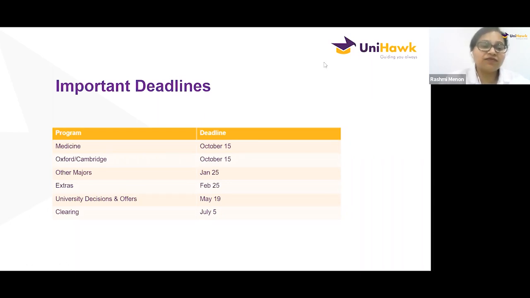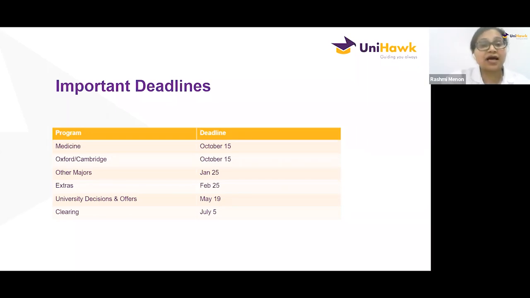Now, you would receive your decisions and your offers by 19th of May, for all the applications that were done prior to Jan 25th. So by May 19th, you will definitely get to know what are the offers you have, what are the conditions you need to meet, etc. And by July 5th is when the clearing opens.